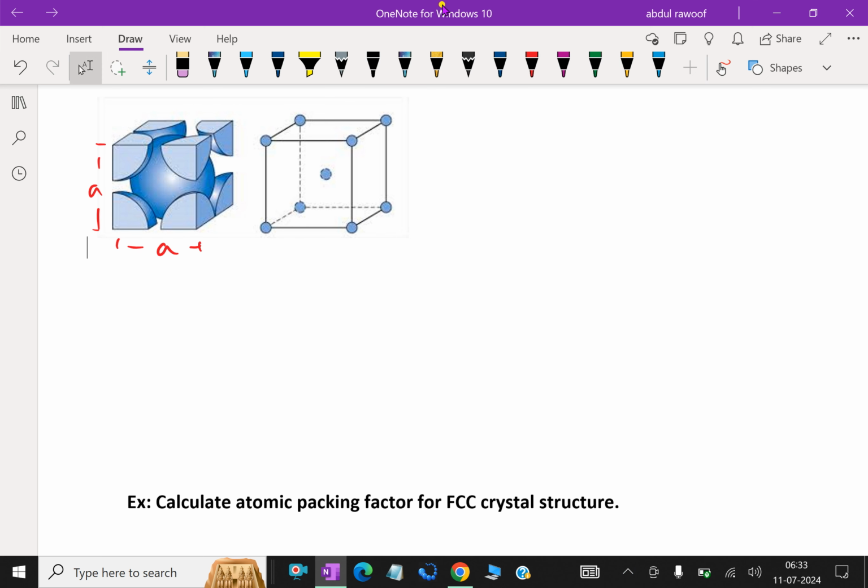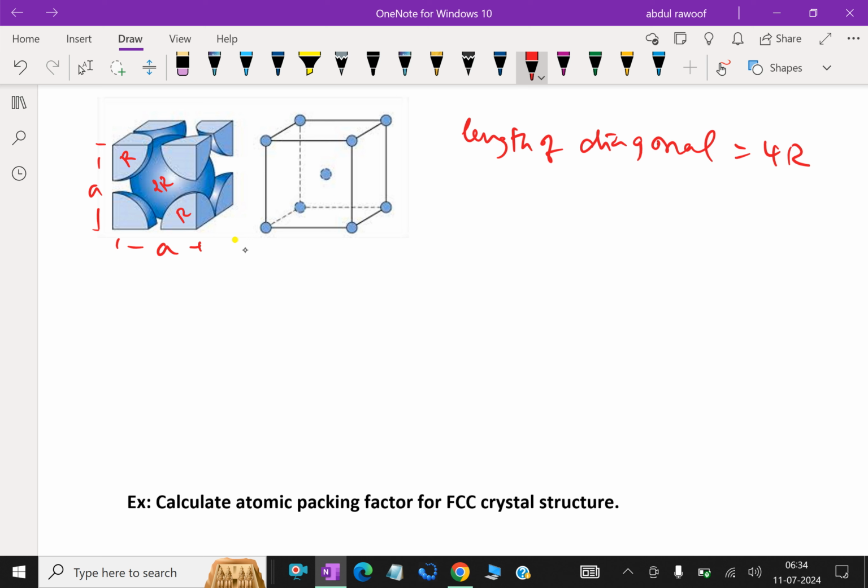And in the FCC unit cell illustrated here, the atoms touch one another across a diagonal face of the cube, the length of which is 4r. Look at here, this radius r, this is 2r. Totally, the length of the diagonal is 4 times the atomic radius.